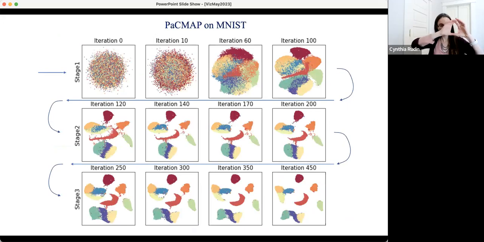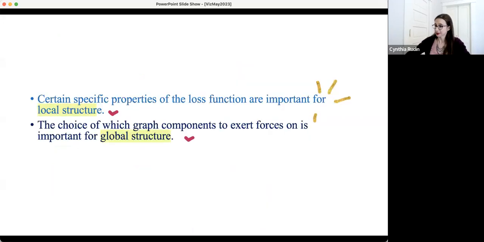And then if you look at what's happening with PacMap over iterations, you can see what's going on. In the first stage, it's really sorting out global structure. And in the second stage, it's fine-tuning that global structure and then starting to work on the local structure. And then in the third stage, it really hammers on the local structure to get that local structure looking nice. And that's how it works.